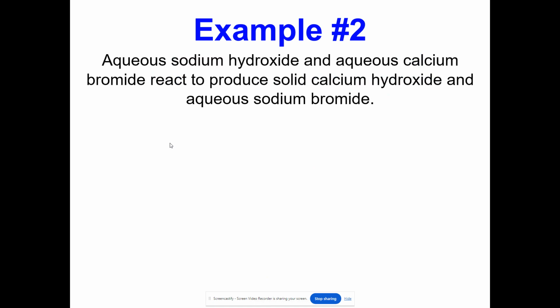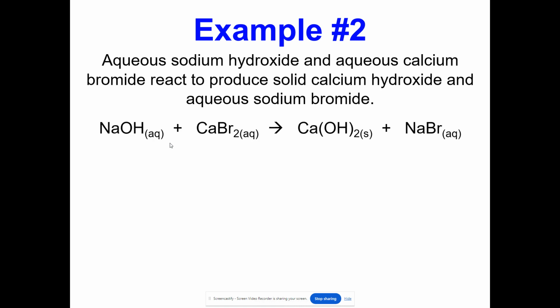All right. Let's do another example. This one we're given a word problem here. We have aqueous sodium hydroxide and aqueous calcium bromide react to produce solid calcium hydroxide and aqueous sodium bromide. So here we write it. We've got our sodium hydroxide, aqueous, plus calcium bromide, aqueous, yields calcium hydroxide, solid, sodium bromide, aqueous.